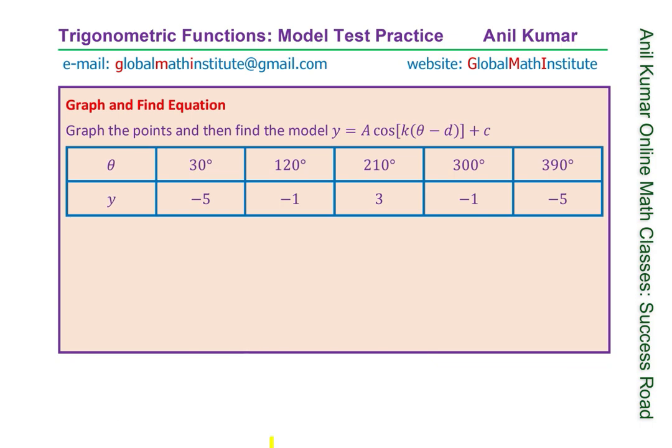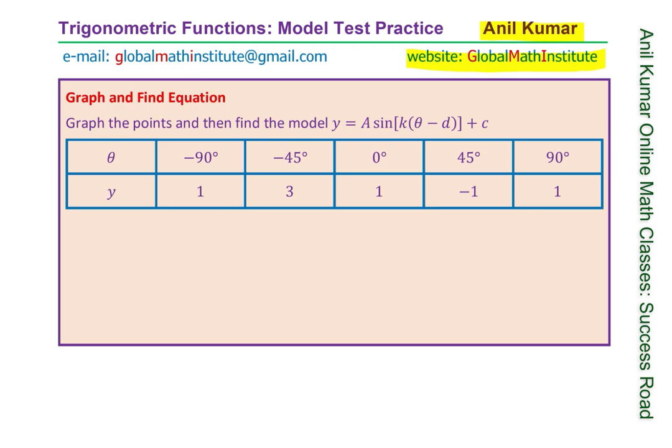Perfect. So let's take up the sine wave, with theta values given as minus 90 degrees, minus 45, 0, 45, and 90, with the corresponding y values as 1, 3, 1, minus 3, 1. We are looking for a sine wave model for the given data. So let us see how we do it. Let me sketch this sine wave first. Sine wave is like this, and we are given some points.